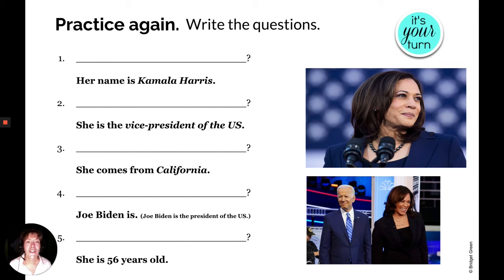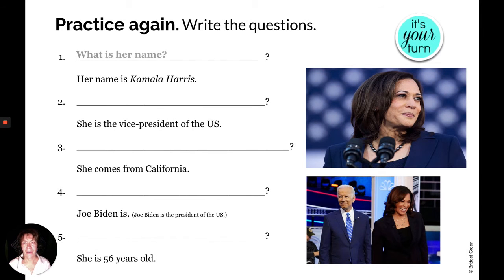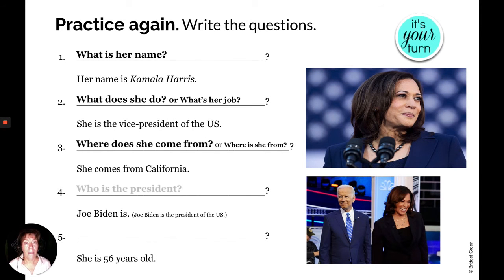Let's check your answers. What's her name? Her name is Kamala Harris. Can you say that? Kamala. Kamala. Okay? What does she do? Or what's her job? Both are okay. Actually, what does she do is more common. Okay? She's the Vice President of the U.S.